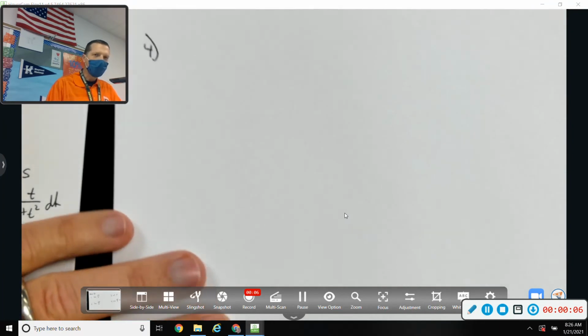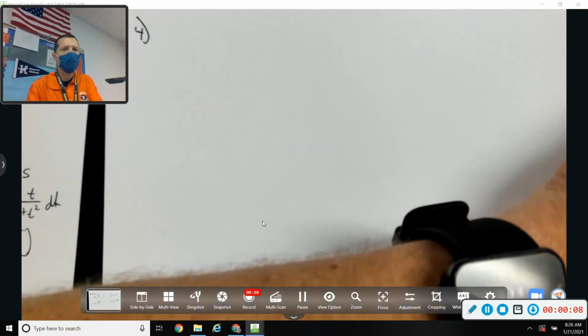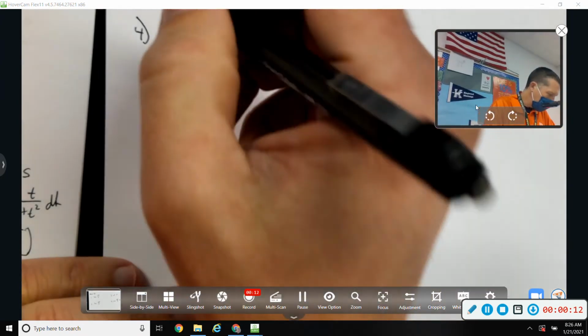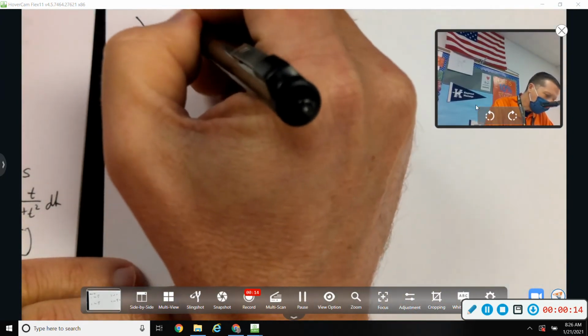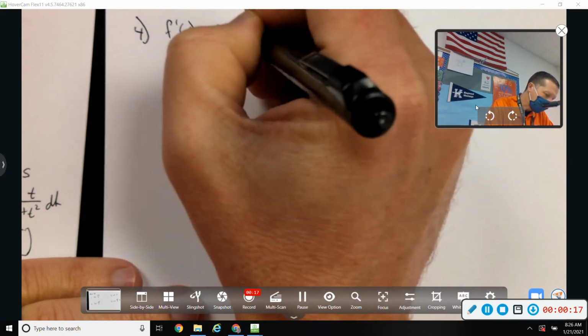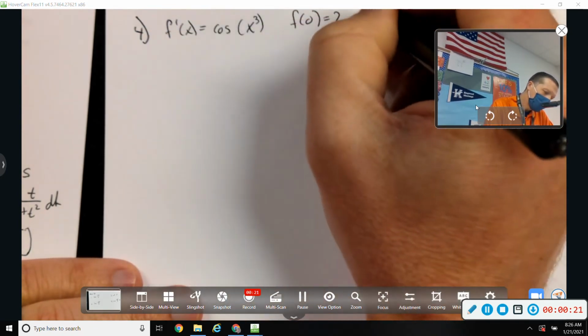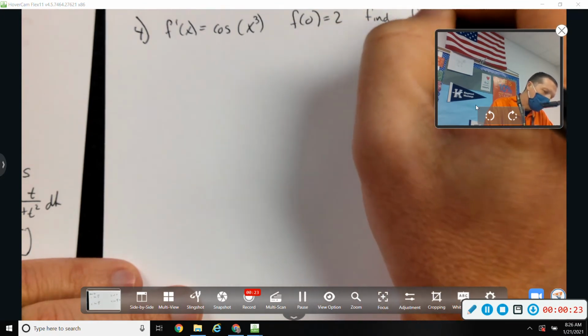All right, number 4 from yesterday's worksheet. If f prime of x equals cosine of x cubed, f of 0 equals 2, find f of 1.